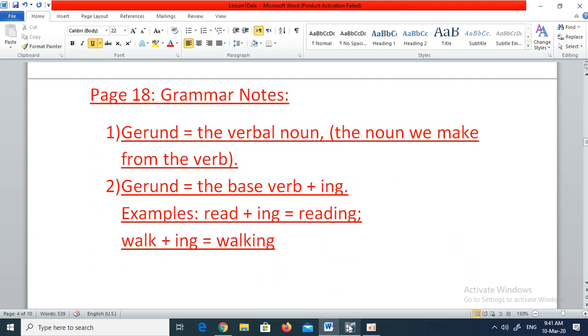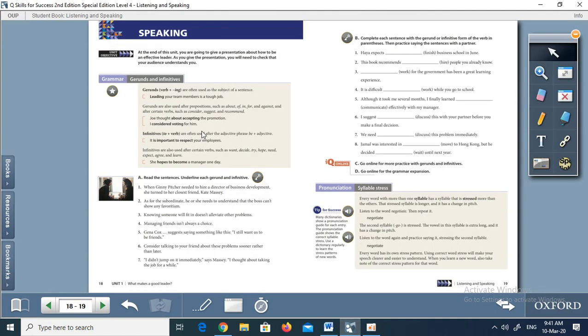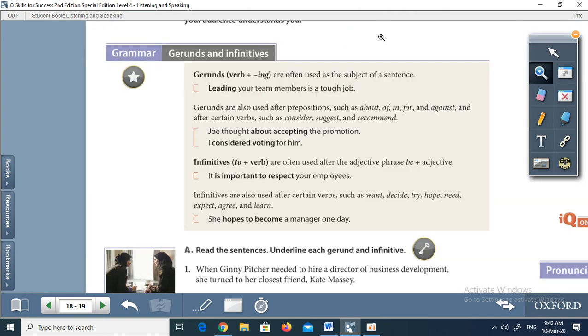All right. If you are open at page 18, you should see in front of you a section entitled Gerunds and Infinitives. I am going to go through the grammar notes, my own grammar notes, and explain it from our perspective. And then I want you on your pieces of paper to write down the grammar notes, which are in red on the lesson plan.